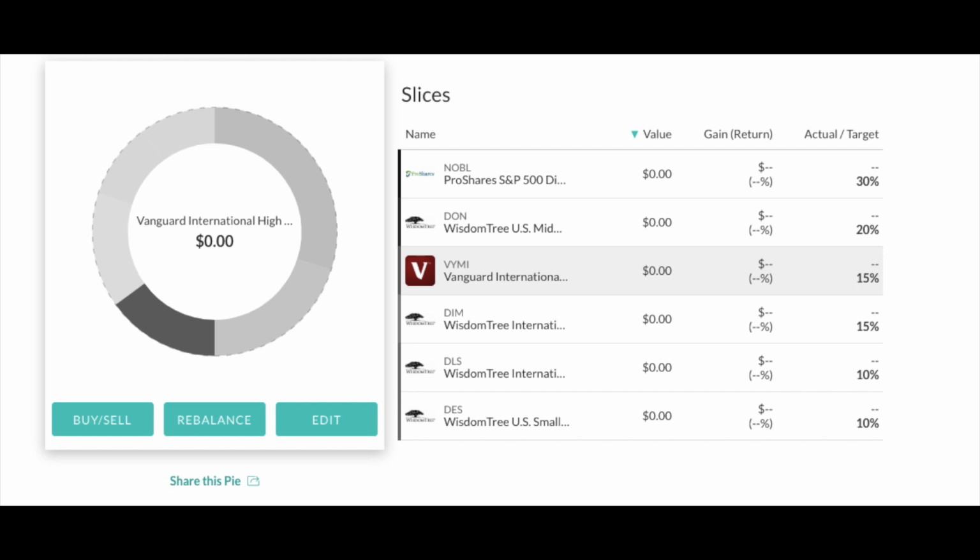DON, D-O-N, this is the Wisdom Tree US Mid Cap Dividend ETF, and this has a dividend yield of 5.84%. DES, it's the Wisdom Tree US Small Cap Dividend ETF, and this has a dividend of 7.42% yield. DLS, this is the Wisdom Tree International Small Cap Dividend ETF, and this has a yield of 2.32%. And finally, DIM, the Wisdom Tree International Mid Cap Dividend ETF, and this has a dividend yield of 2.57%.